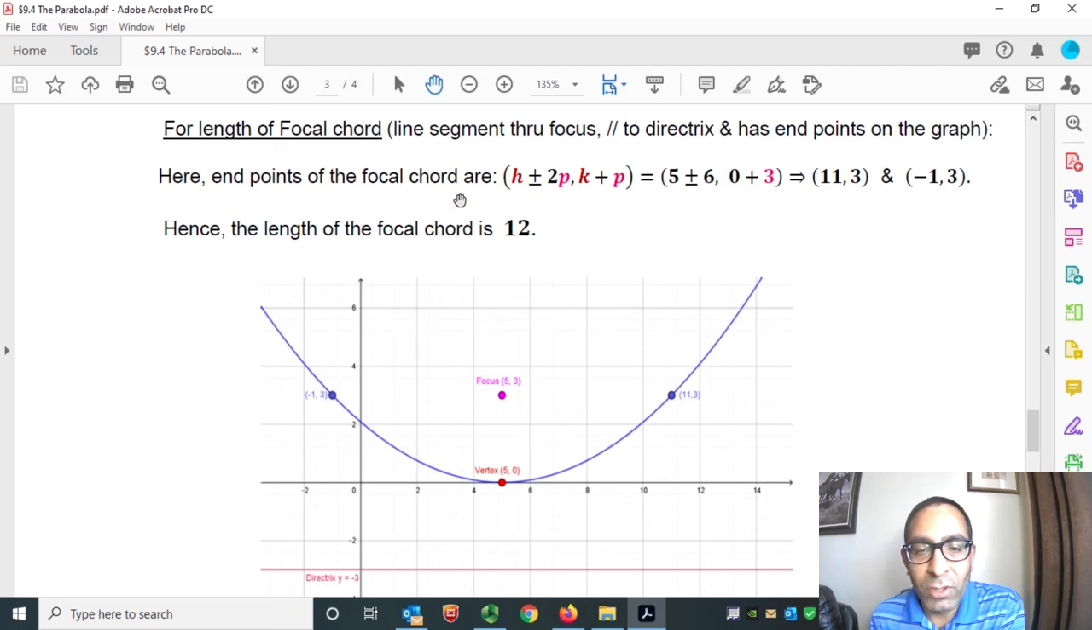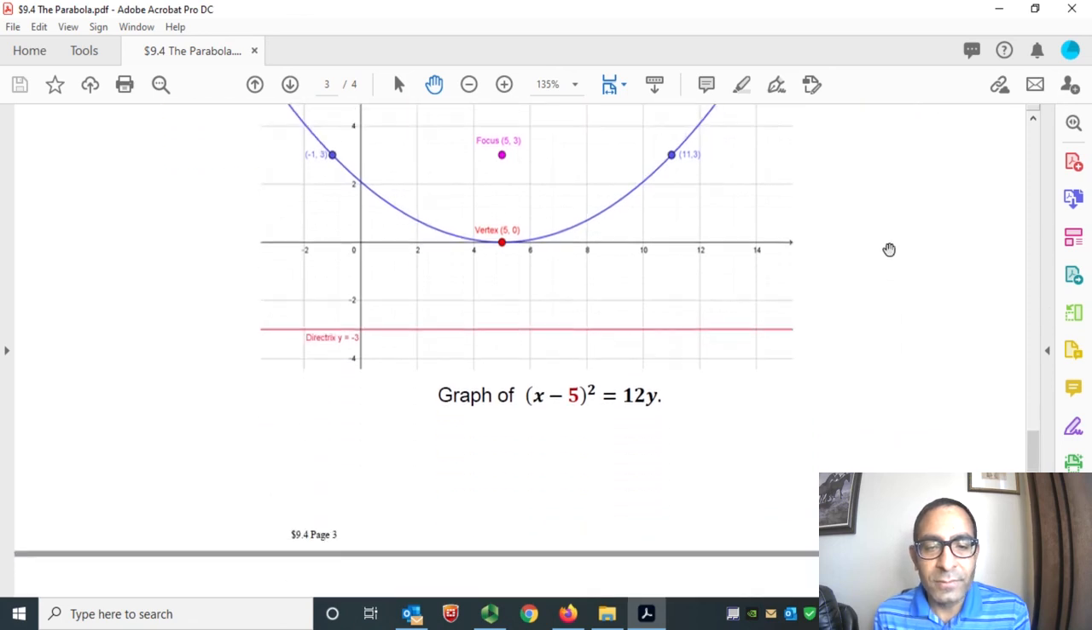So here the endpoints of the focal chord, with this formula here, turn out to be (11, 3), which point is here, and (-1, 3), which is here. These are the endpoints of the focal chord. Hence the length of the focal chord is 12. So from here to here is 12. So it makes sense, right? From the origin to here is 11, and this side is from the origin to 1. That means the total distance of this focal chord is 1 plus 11, which is 12. Great. So now let's move on.